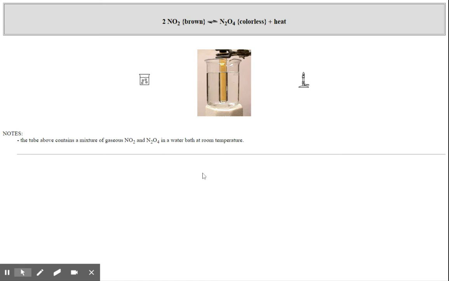So let's start with adding some heat. So if we see that heat here is a product, if we add heat, we're going to want to get rid of that. Equilibrium is going to want to shift, so we undo that stress. So equilibrium should shift towards this NO2 side. And it says it's brown. So if we add heat, we should see that this test tube gets more brown. And we do. It is a more brown color.